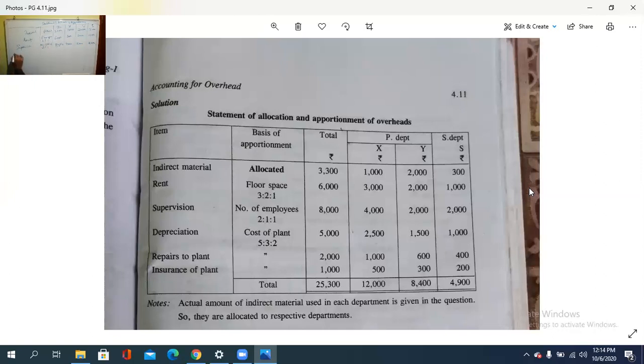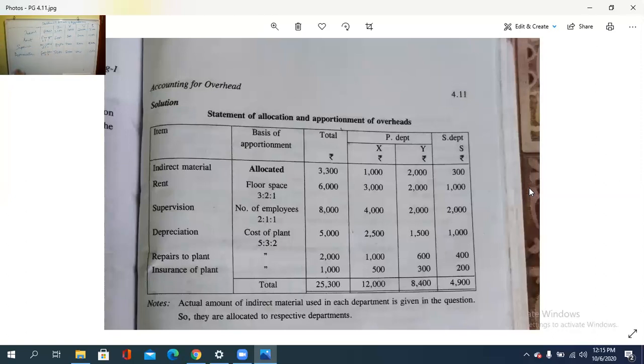Then depreciation. Depreciation, how is it to be apportioned? Based on the cost of plant. Cost of plant is 5:3:2. 8 plus 2, 10. So total is 5,000. That 5,000, 5/10, 3/10, and 2/10. How much is it? 2,500, 1,500, and how much? 1,000. So 2,500 plus 1,500 is 4,000, plus 1,000, 5,000.